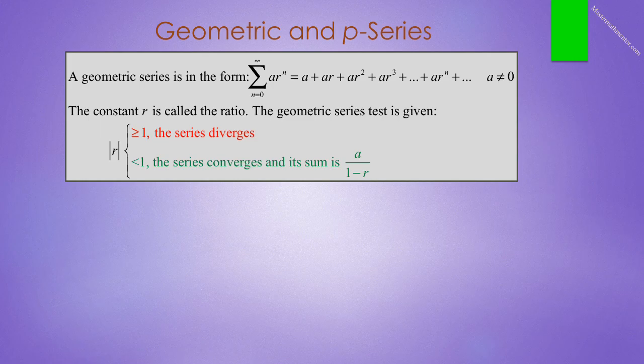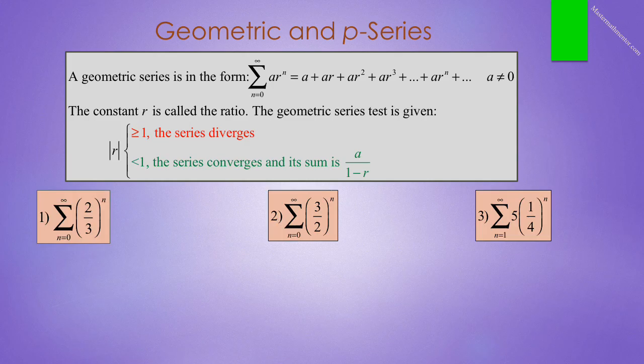The geometric series test is based upon the absolute value of the ratio. If the absolute value of r is greater than or equal to 1, the series will diverge. But if the absolute value of r is less than 1, then the series will converge. And not only that, we can actually determine its sum. It will be a over 1 minus r.